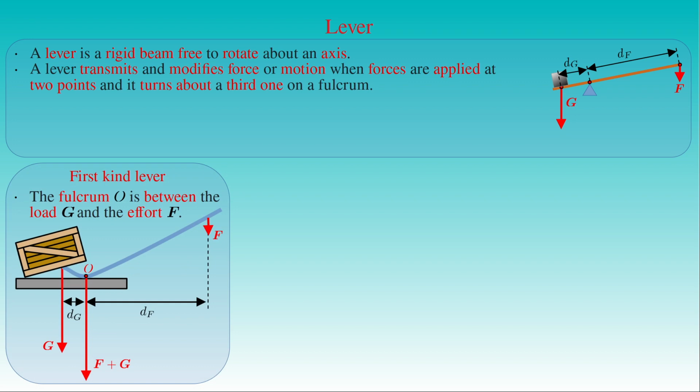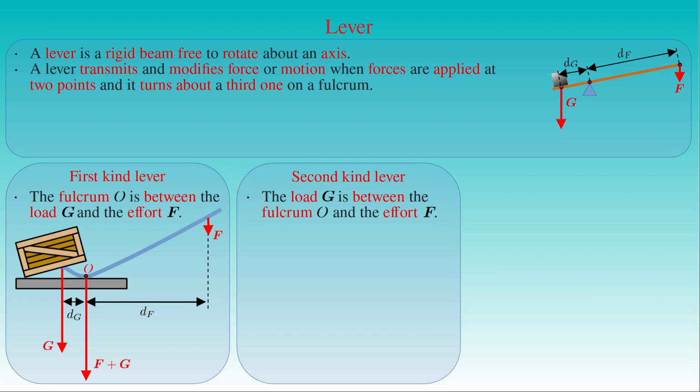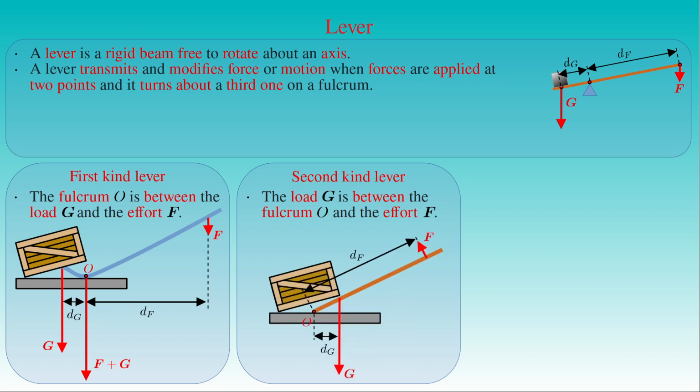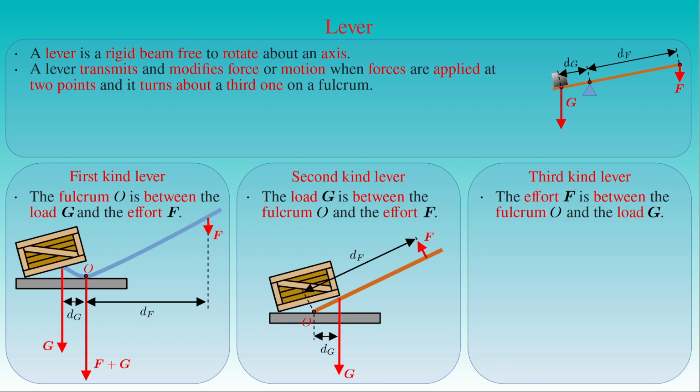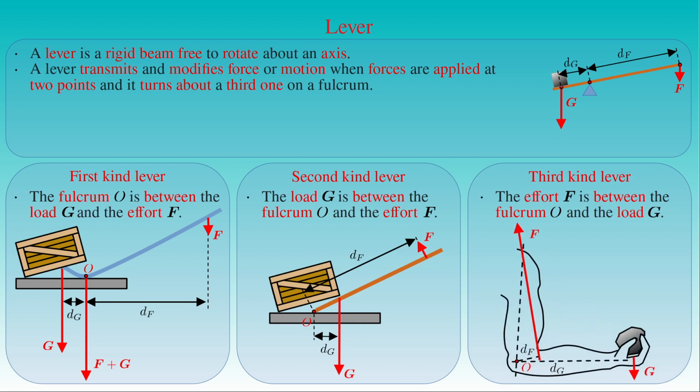In the case of a second order or second class lever, the line of action of the load G is between the fulcrum O and the line of action of the effort F, as seen in the second example. A third order or third class lever has the line of action of the effort F between the fulcrum O and the line of action of the load G, as in the case of the human forearm depicted in this figure.